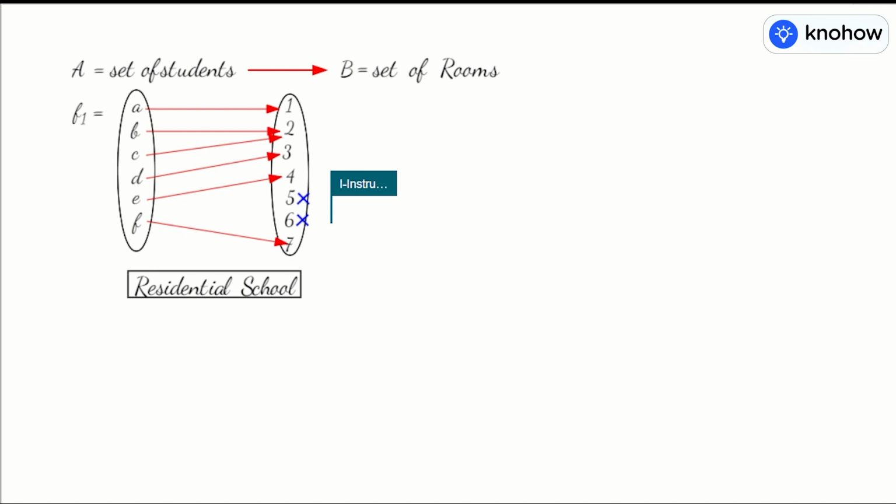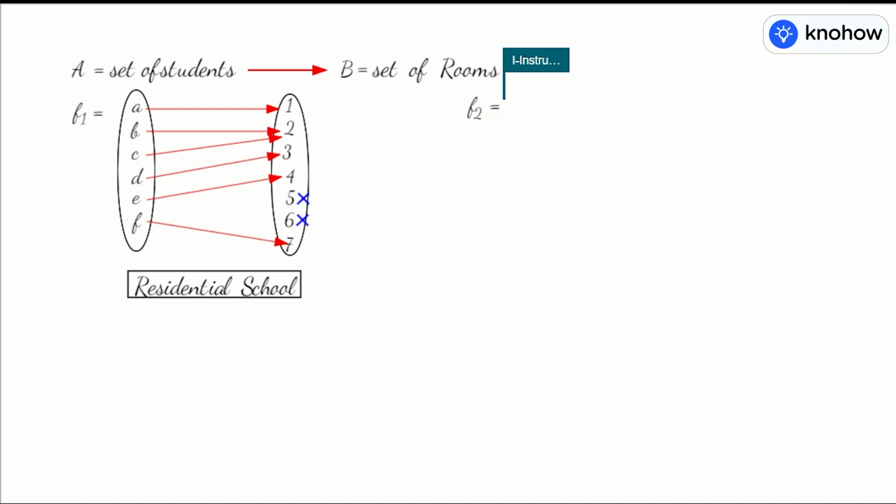Is it a go situation? Will it work? See, all the students A, B, C, D, E, F have been allotted some room or the other. Maybe room numbers 5 and 6 are still vacant. Now look at another situation.